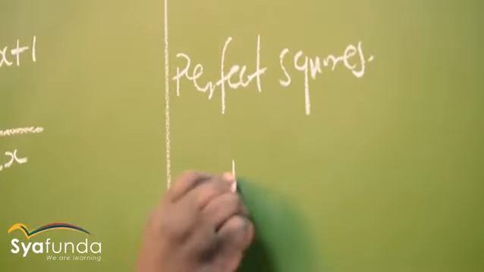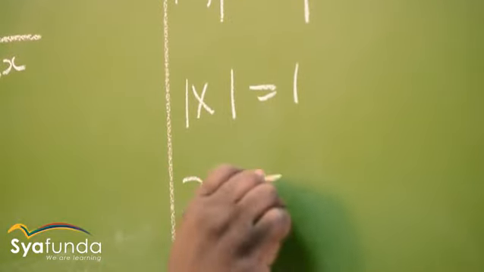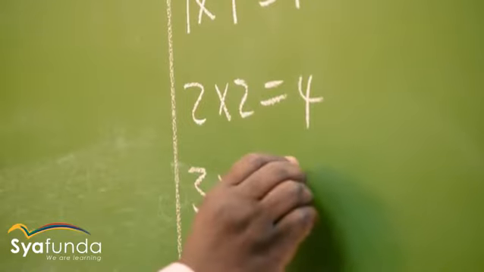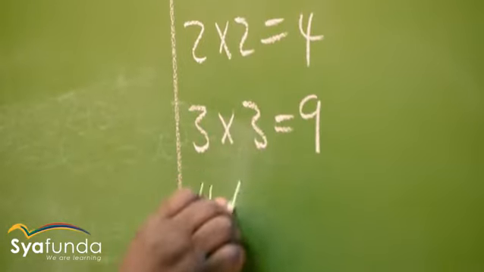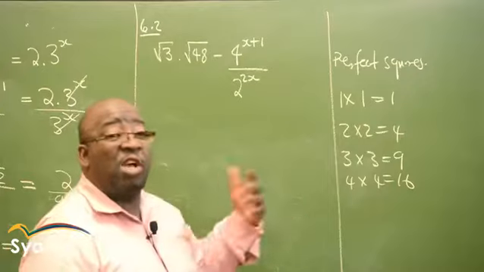1 times 1 is equal to 1. 2 times 2 is equal to 4. 3 times 3 is equal to 9. 4 times 4 is equal to 16. Why am I writing this? I'm talking about perfect squares.